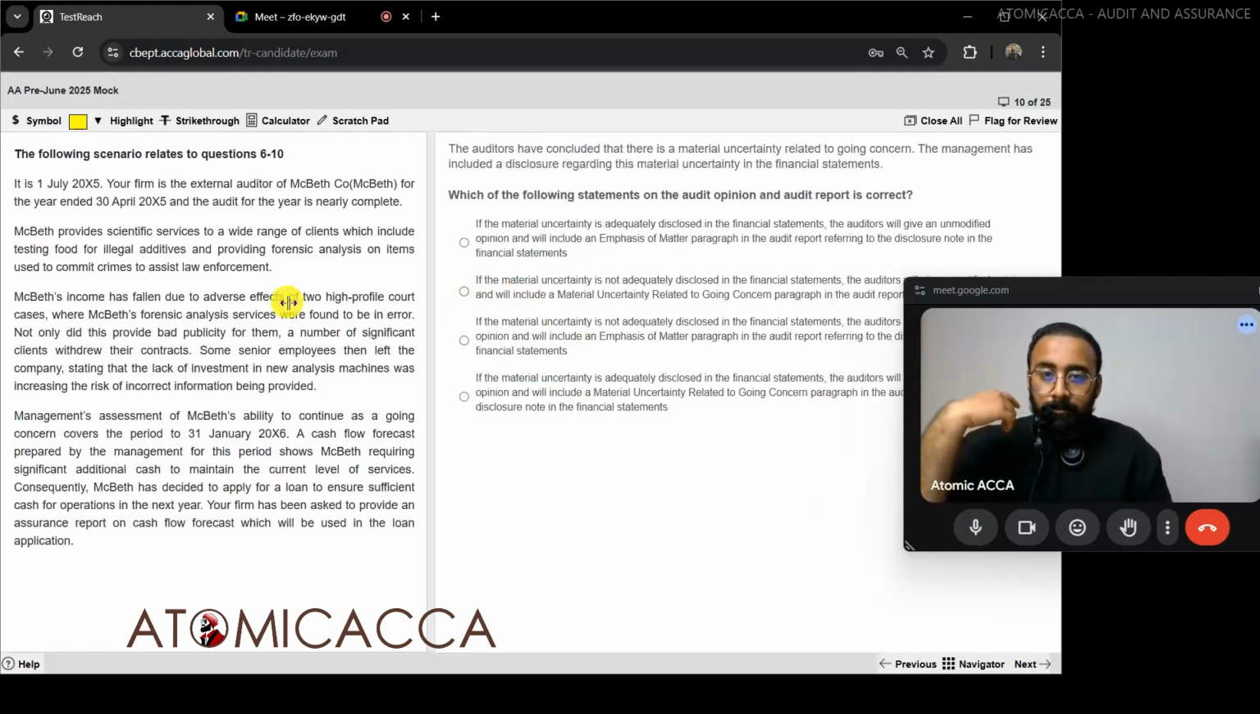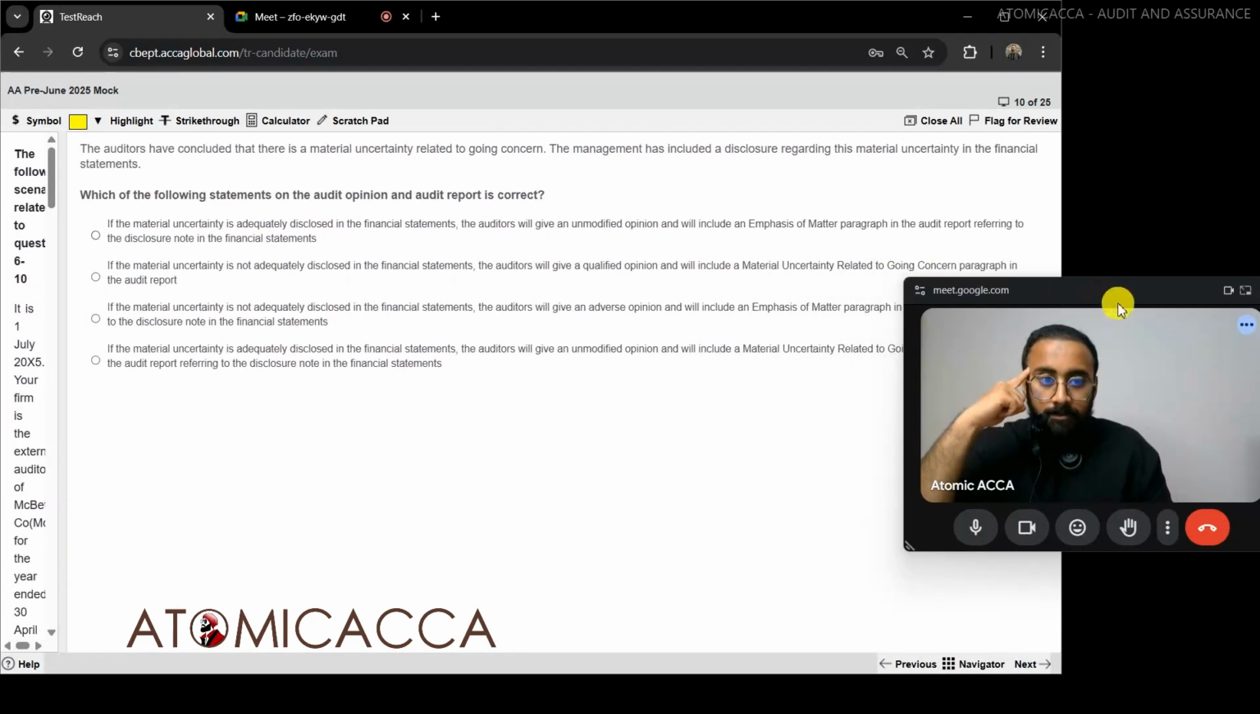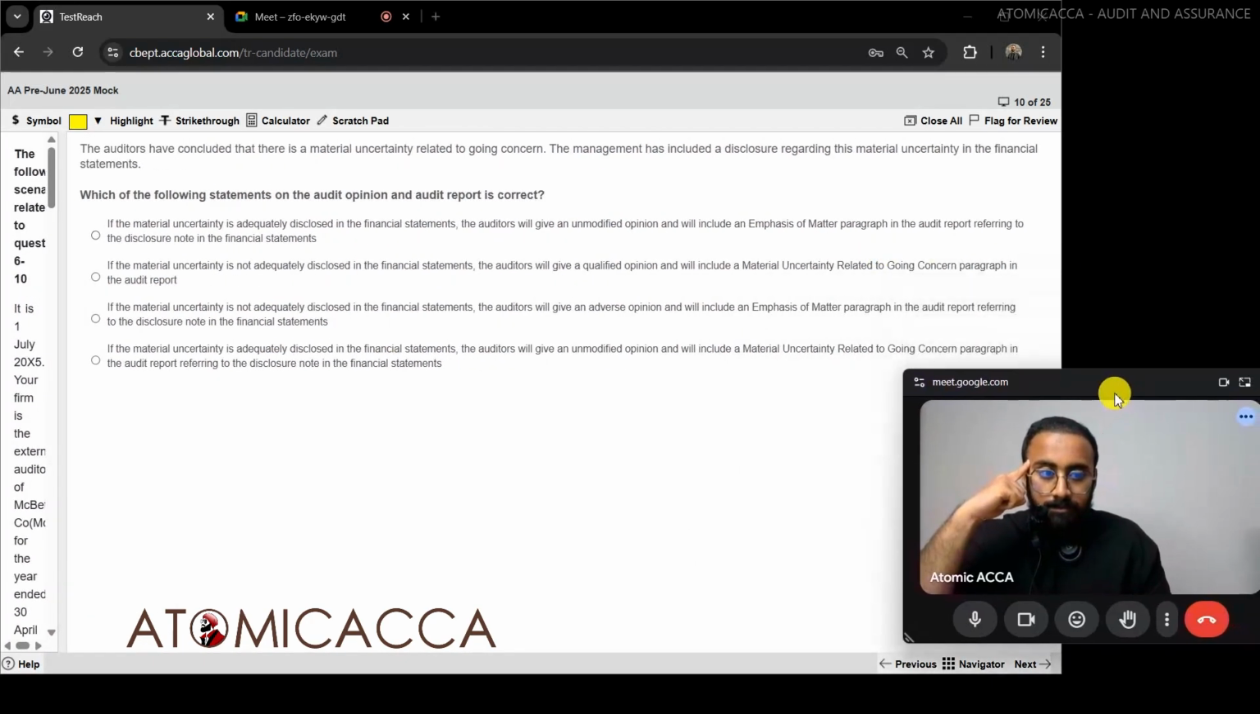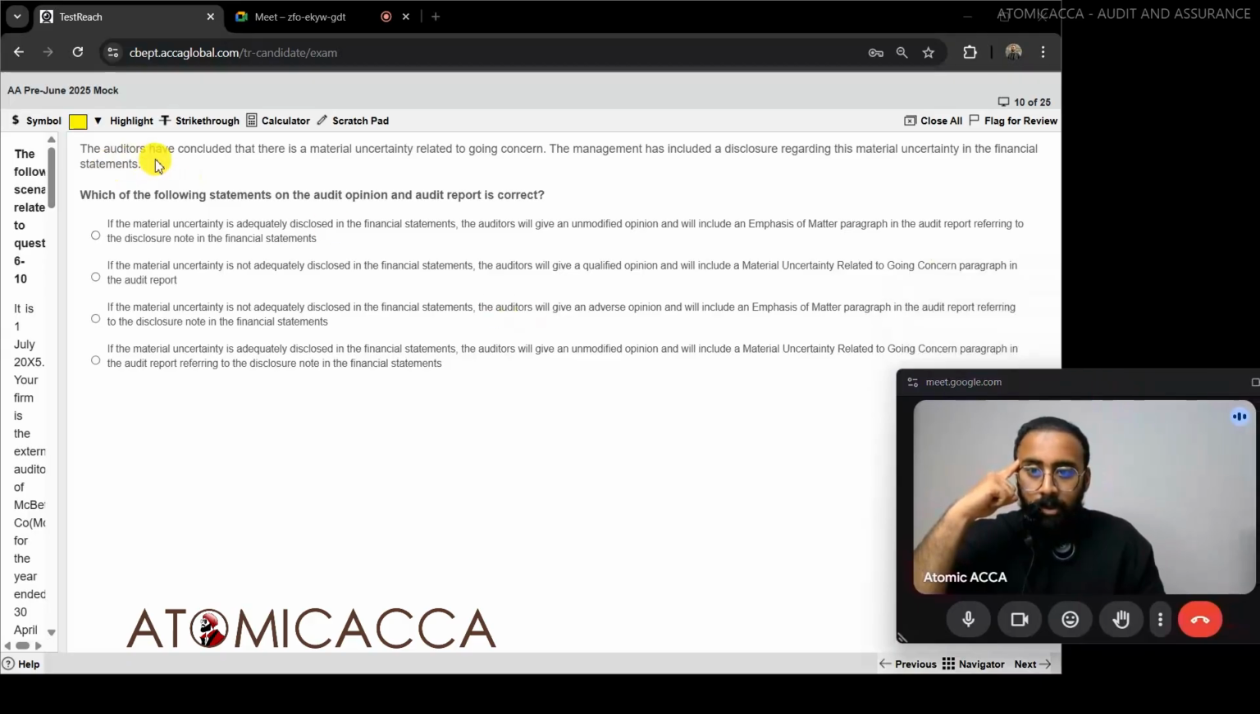Question number 10. Okay, this is the last one over here. The auditors have concluded that there is some material uncertainty related to going concern. Management has included a disclosure regarding this material uncertainty in financial statement. Which of the following statements on audit opinion and audit report is correct?